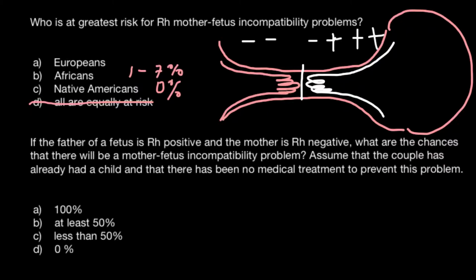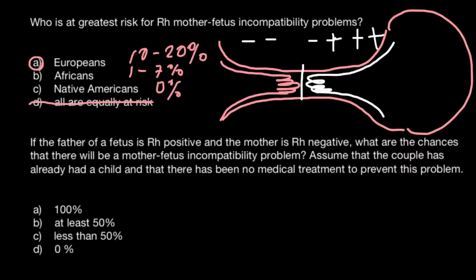And as for the Europeans, they have between 10% and 20%. For example, in Spain, almost 20% of the people belong to the Rh negative blood group. And of course, the occurrence of this Rh mother-fetus incompatibility would be higher in those groups where we can find higher numbers of people who belong to the Rh negative blood group. So our answer would be answer A.